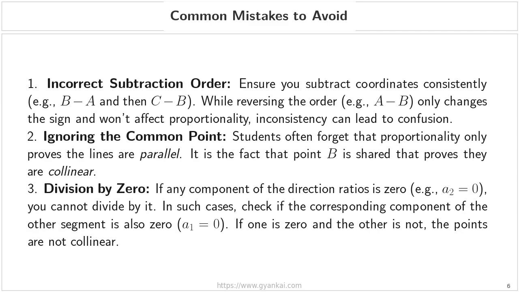Finally, keep an eye out for the division by zero trap. In our proportionality formula, where we check if a1 over a2 equals b1 over b2 equals c1 over c2, you might encounter a situation where one of your components is 0, for instance, if a2 equals 0. In mathematics, we cannot divide by 0. If this happens, don't try to force the division. Instead, simply check if the corresponding component in your first segment is also 0, meaning, check if a1 also equals 0. If one segment has a 0 in that position and the other does not, then the ratios are not proportional, and you can immediately conclude that the points are not collinear.